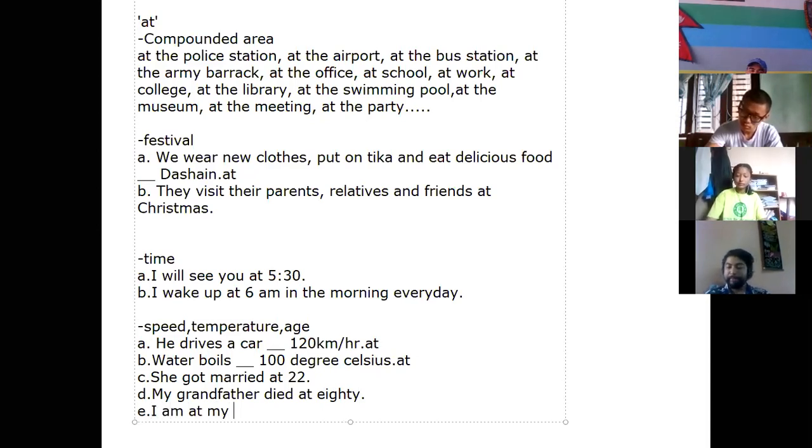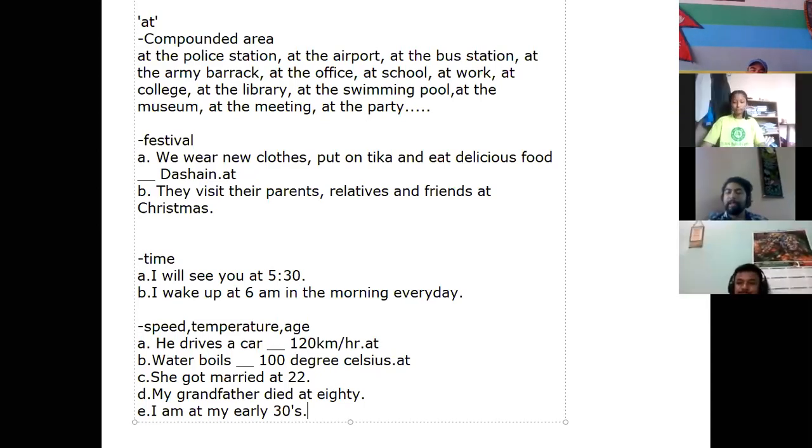I am at my early 30s. Even the age, right? Early 30s, 31, 32, 33 early. Mid 34, 35, 36, and late 37, 38, 39. So, meaning into words and police description. Yes, sir. Right?